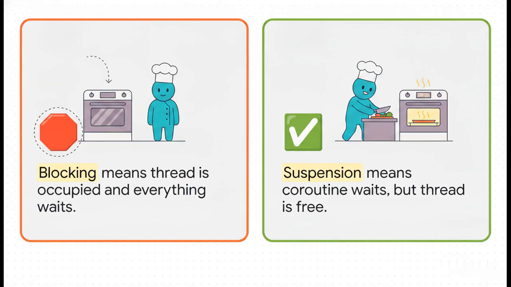The chef puts the pizza in, walks away, and starts working on other orders. The oven cooks, and the chef remains productive. When the oven beeps, the chef comes back. That is suspension. The coroutine pauses, but the thread keeps working.